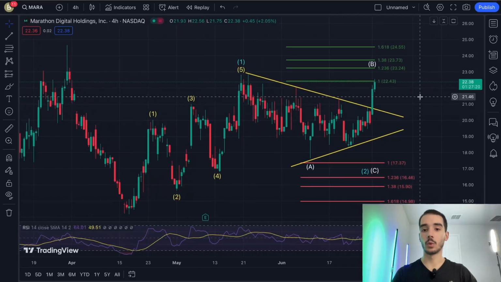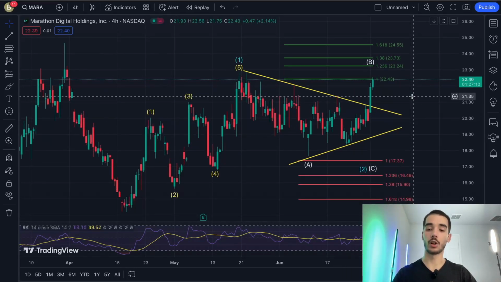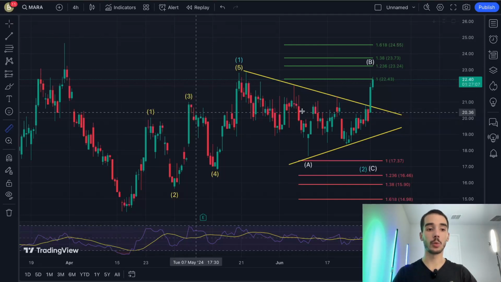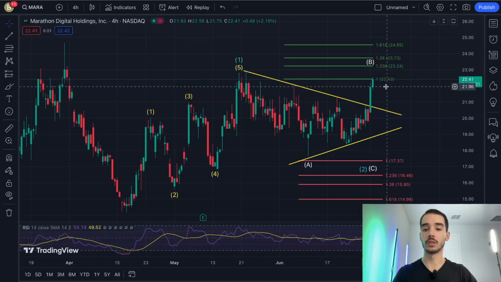From our last update, we were trying to figure out if Mara was going to break above or below this triangle pattern, so we can take our trades a little bit more cautiously and make better decisions. As of today's market open, the stock is still trading. The market is not closed yet, but we're up just about 10%.